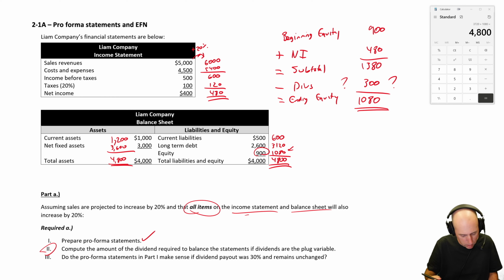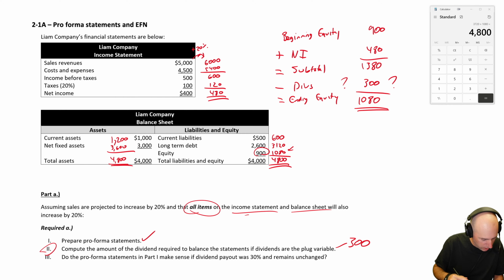Okay, so to answer the question, it says compute the amount of the dividend required to balance the statements if dividends are the plug variable. Well, $300, that would be the dividend. Now, let's look at part 3. It says, do the pro forma statements in part 1 make sense if the dividend payout was 30%?